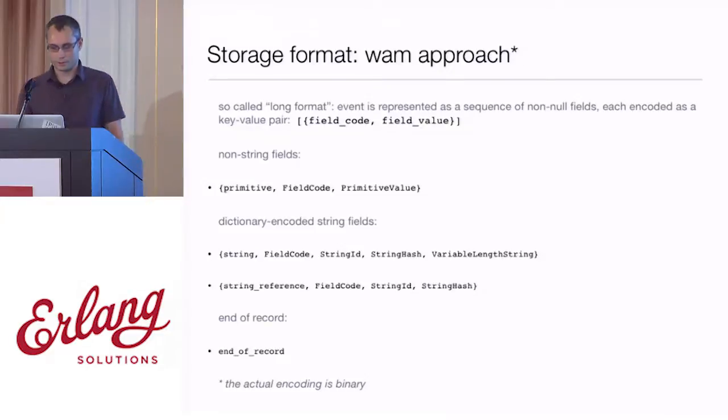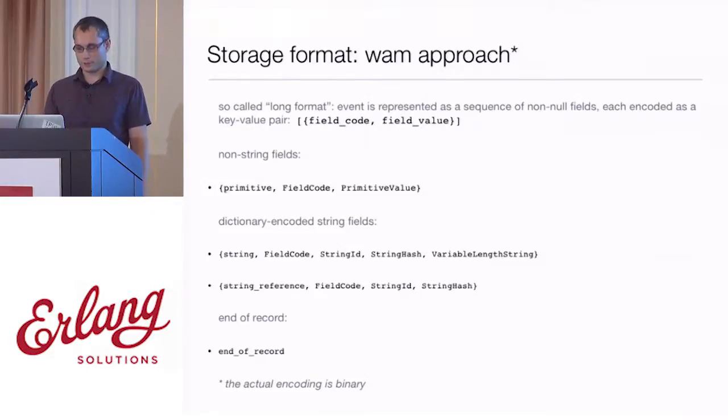And for the dictionary encoded strings, the first entry corresponds to the actual dictionary entry, where we store the field code, the unique string ID in the stream, then a string hash for optimization purposes, and the actual string payload. And the second one actually references it. So once you have one string in your stream, you don't have to repeat it anymore. Standard dictionary encoding practice. And of course, you need an end of record marker somehow represented, because you serialize record one by one, and you need to know when one record ends and another one starts.